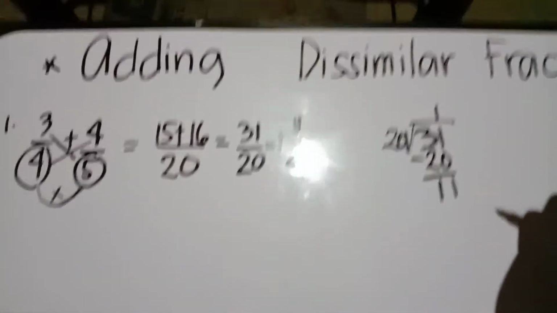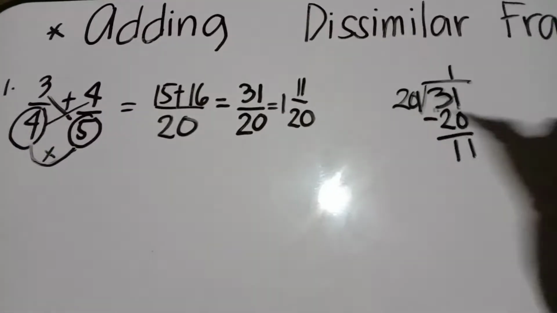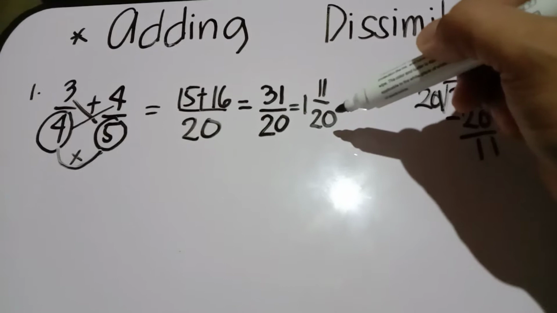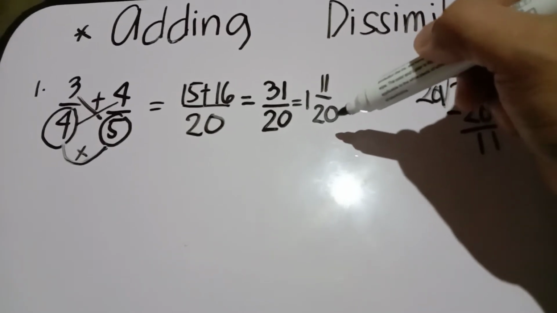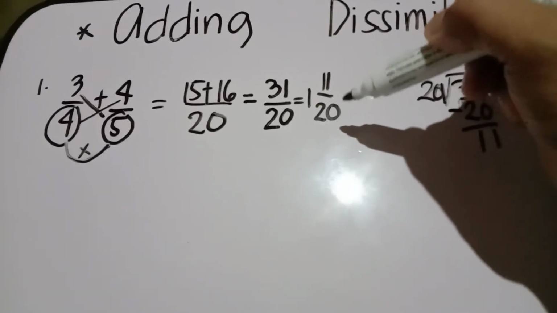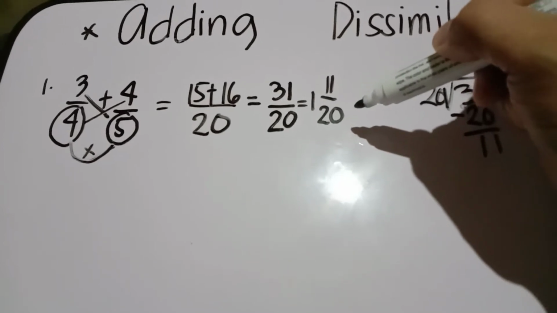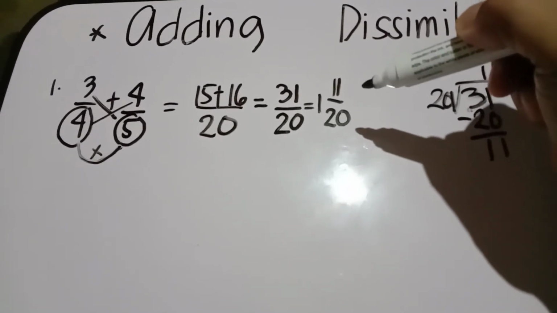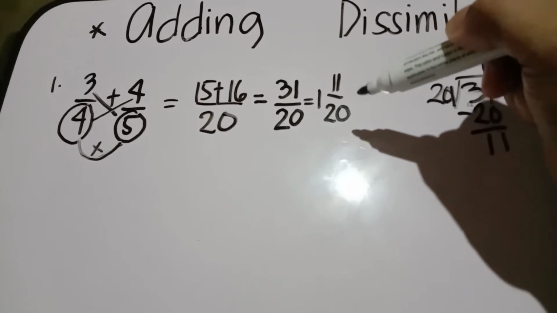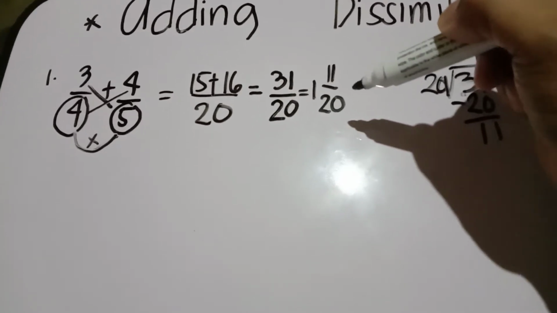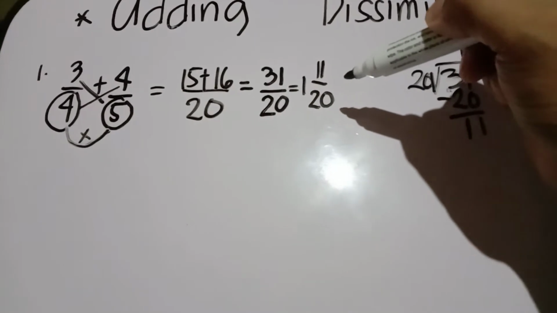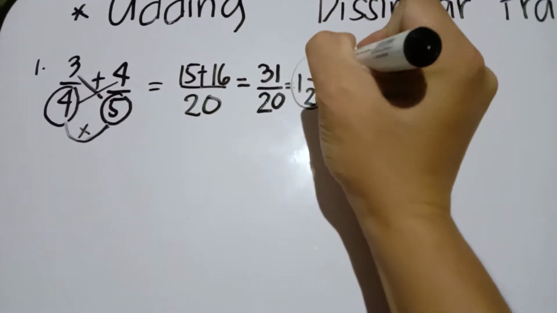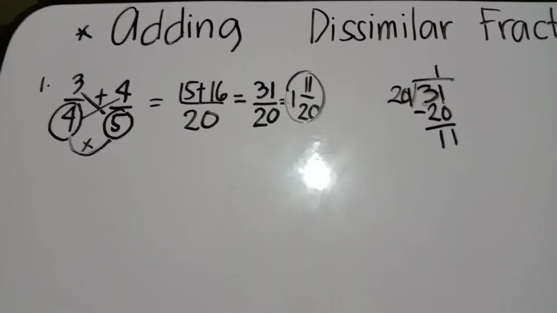Try to check the fraction. 11 over 20, is it in lowest term? Yes. 11 over 20 is in lowest term already because the GCF is 1. As I said before, if the GCF of a fraction is 1, it means the fraction is already in lowest term. So therefore the answer is 1 and 11 over 20.